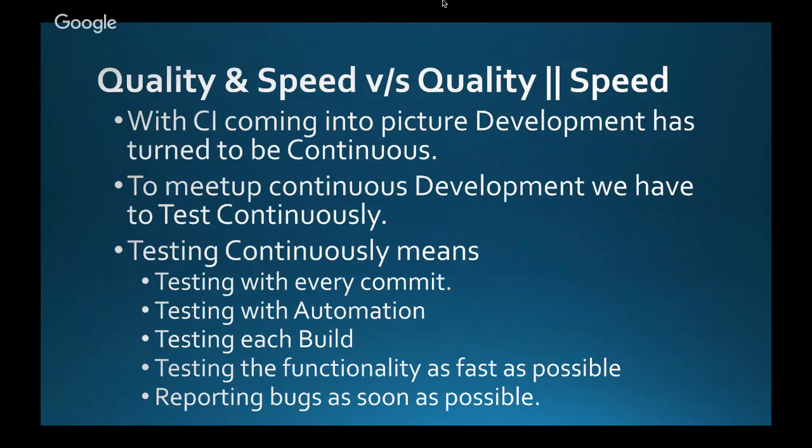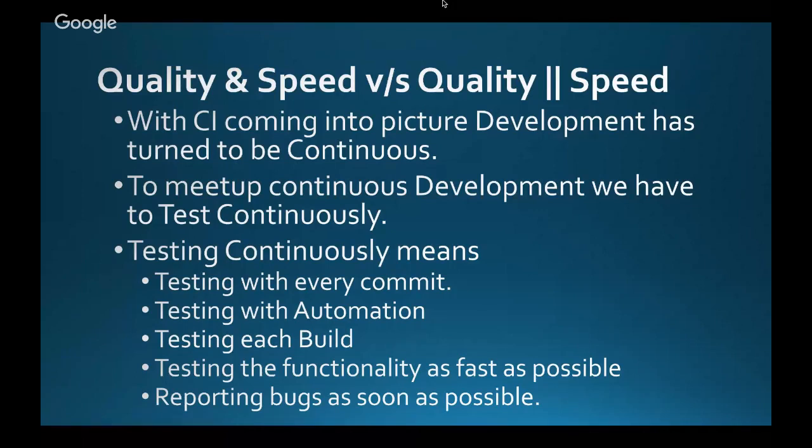Each and every build, as soon as it is created, should be verified, maybe by smoke testing or a quick check, to confirm that the build is working okay, the build is green, and it can be tested. Whatever functionality has been implemented and coded should be tested quickly, and then the bug should be reported.